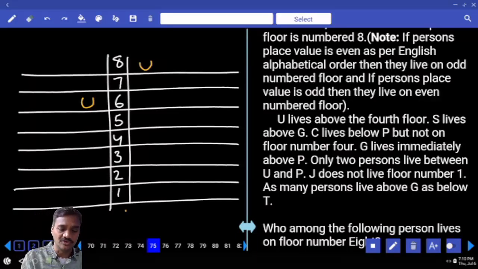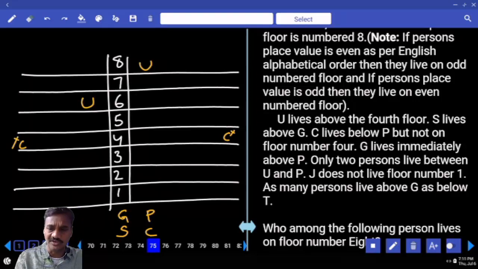S lives below Z. S is below Z, and C lives below P. Now C is below P but not on floor number 4. C cannot be on floor number 4, isn't it? And C lives below P but not on floor number 4, and G lives immediately above P. Now this G is immediately above P. G and P must be together.